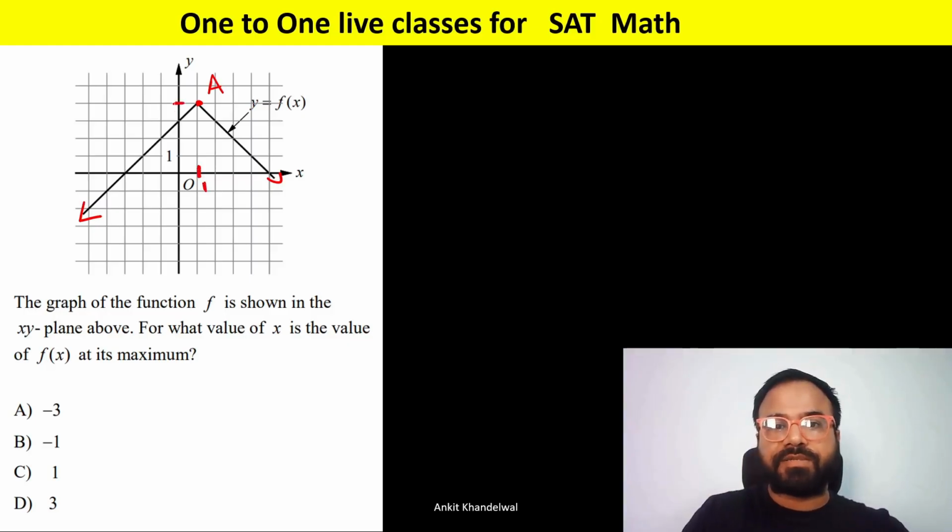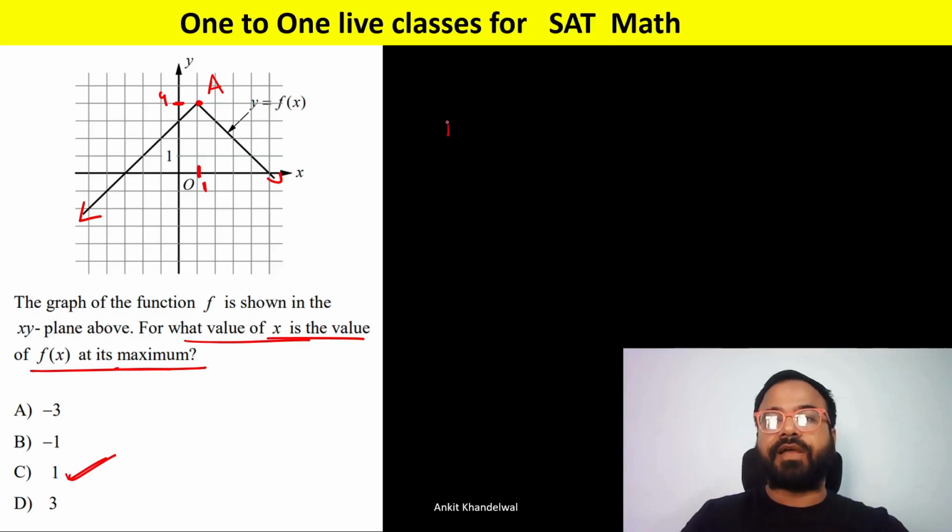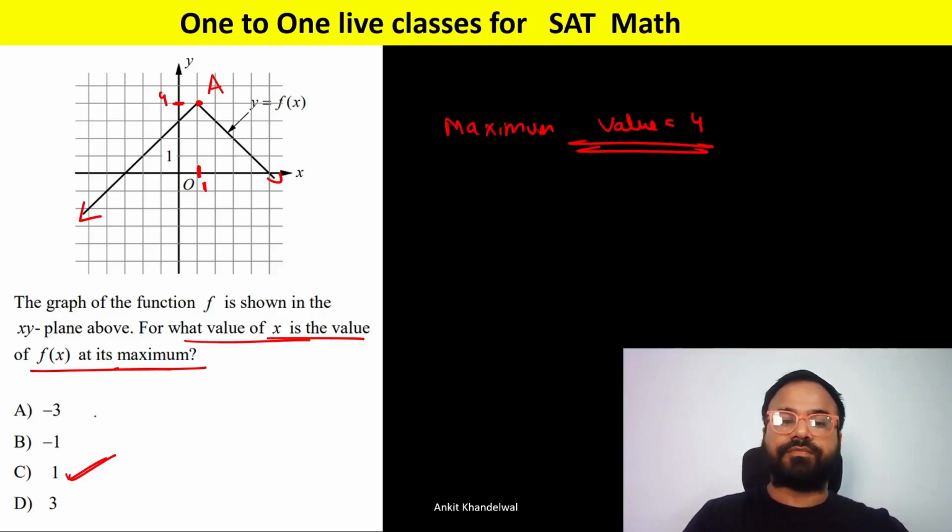And if I ask what the maximum value is, 1, 2, 3, 4. The question is asking for what value of x the value of f(x) is maximum, so at x equal to 1 it is maximum. And if you want to find the maximum value, that is equal to 4. At x equal to 1 it is maximum, and the maximum value is 4.